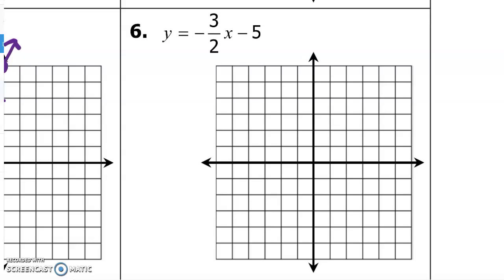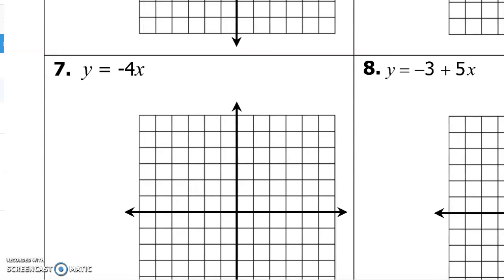Number 6, we start down 5. Again, for a negative slope, normally I go down and right, but I cannot. So I need to go up 3 and then left 2. Let's say that I went up and right and connected this way. You should see right away, oh, that's not a negative line, so I need to go the opposite direction. So up and left, up 3, left 2 to get negative 3 over 2 as my slope. And you can see when you connect the dots that you do have a negative line.